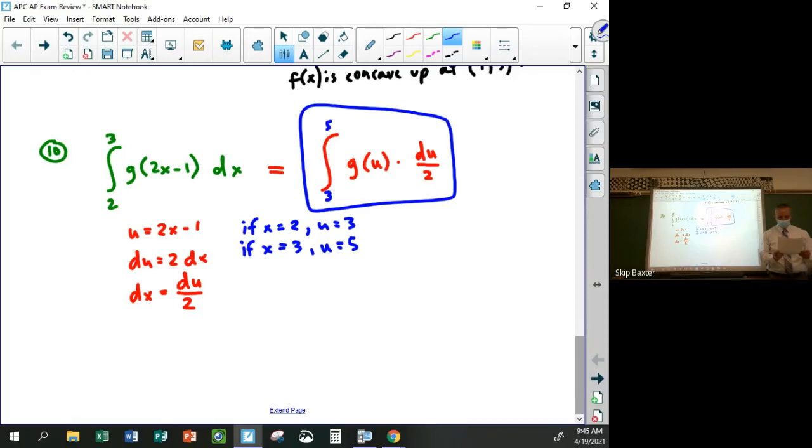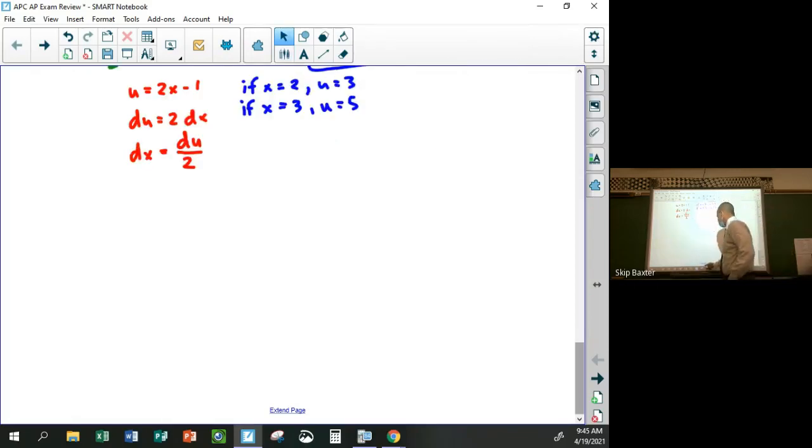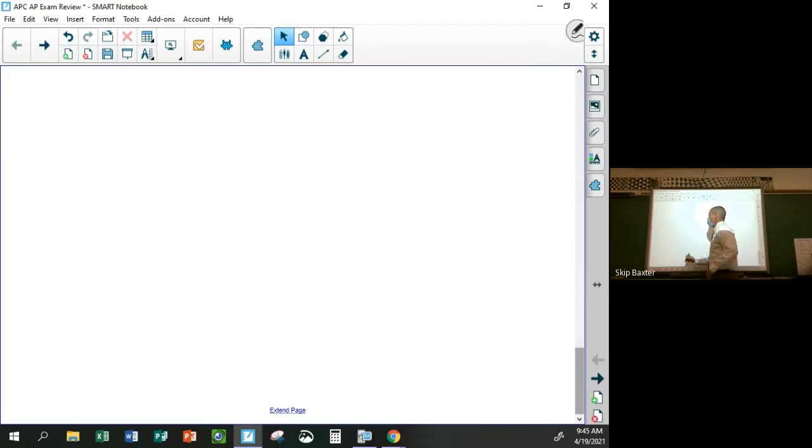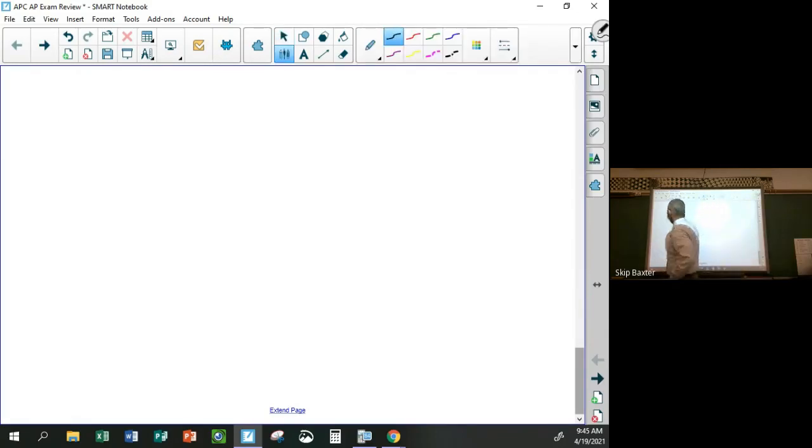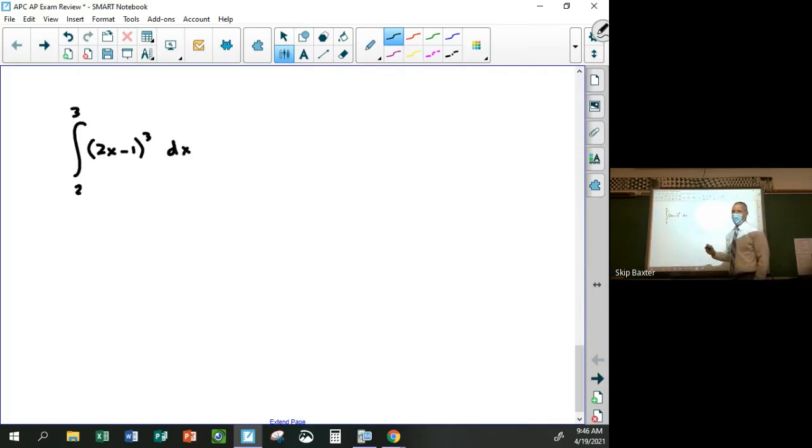So I guess I missed this question, but how do you know when you change the limits versus when you don't? Okay, that's a good question. Let's do an actual example. Let's say it was the integral from 2 to 3 of 2x minus 1, cubed. Let's say that's the problem, okay? So g of x is like x cubed.